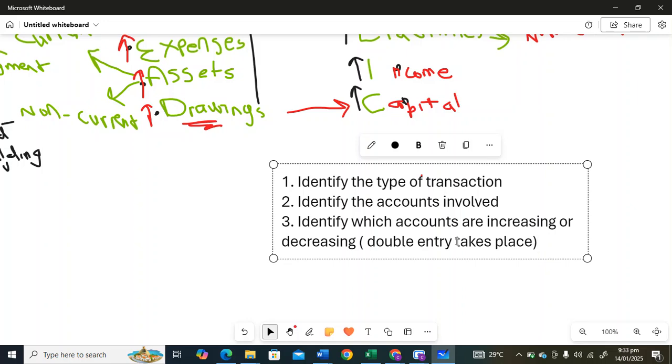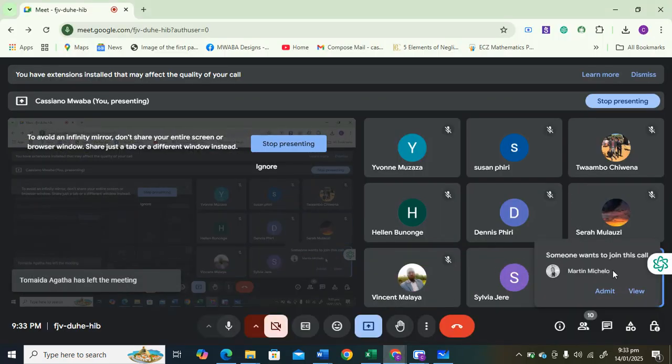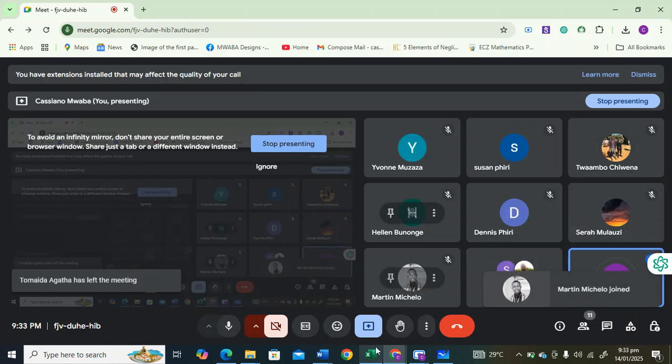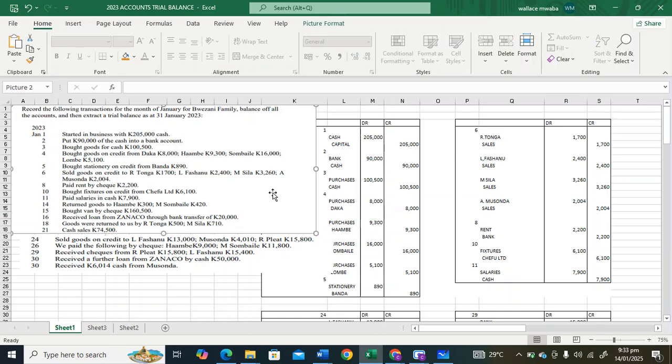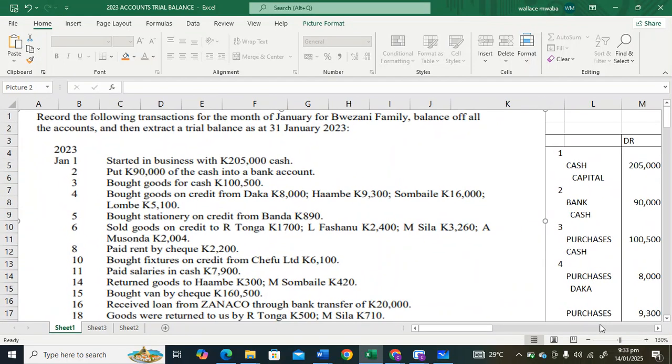All right. Yes. So we're going to now read the transactions. Okay, so let's go to our document here. Excuse me, I hope we're all able to see clearly what's being written here.